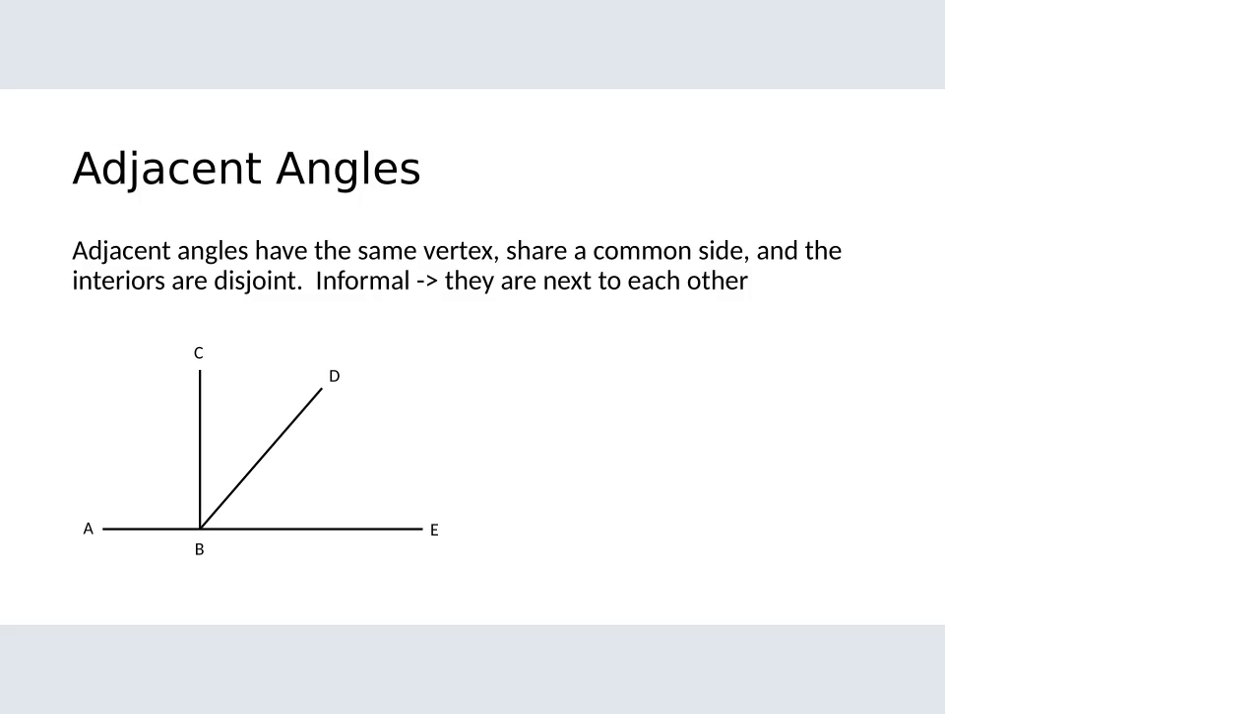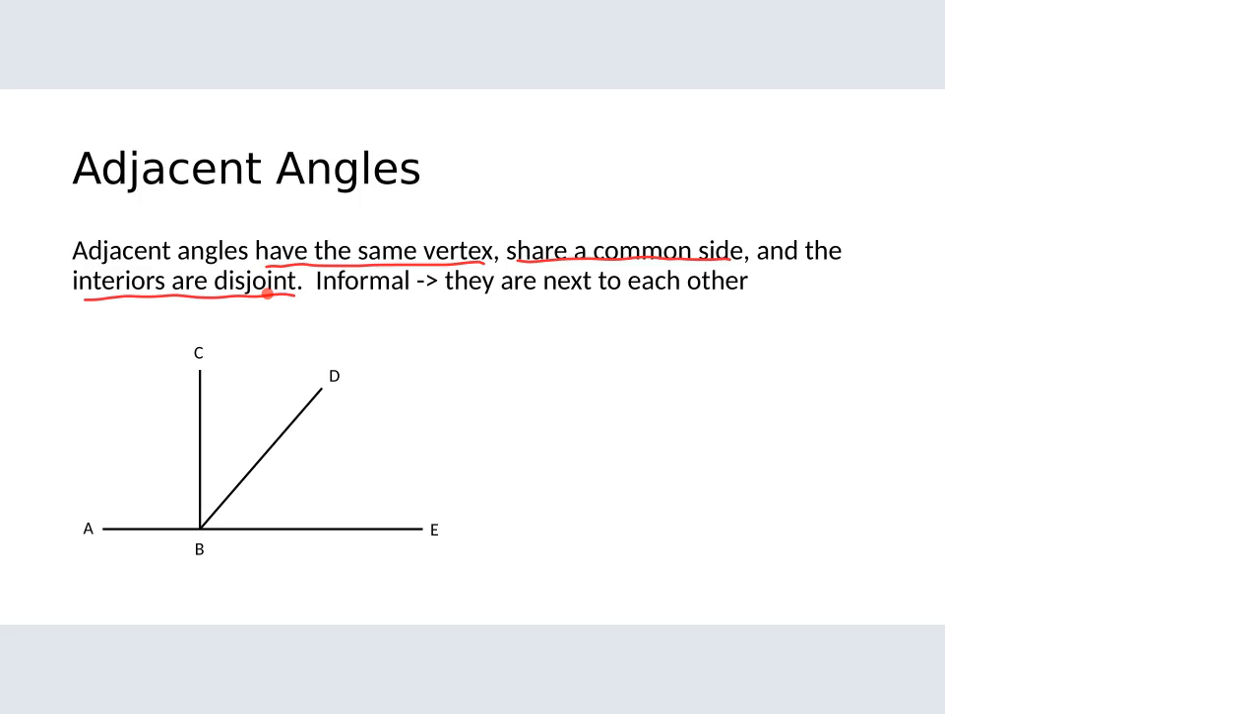Adjacent angles. Formally, adjacent angles have the same vertex, they share a common side, and the interiors are disjoint. Informally, there are two angles that are next to each other. So let's look at that formal definition just for a second. They have the same vertex, they share a common side, and the interiors are disjoint.